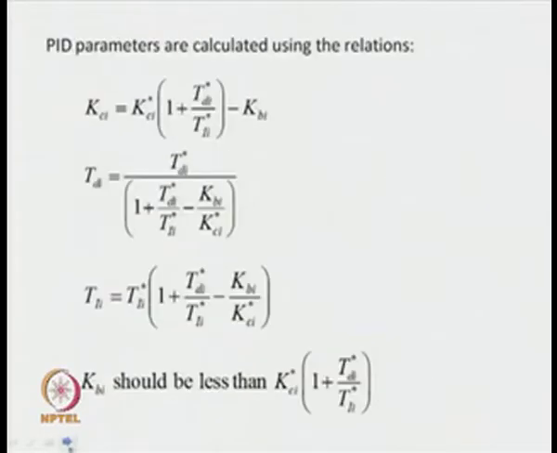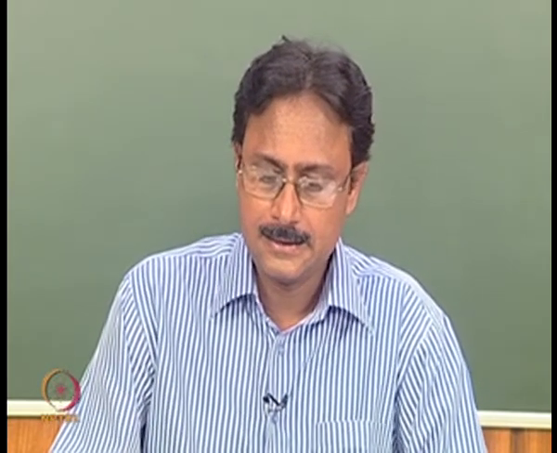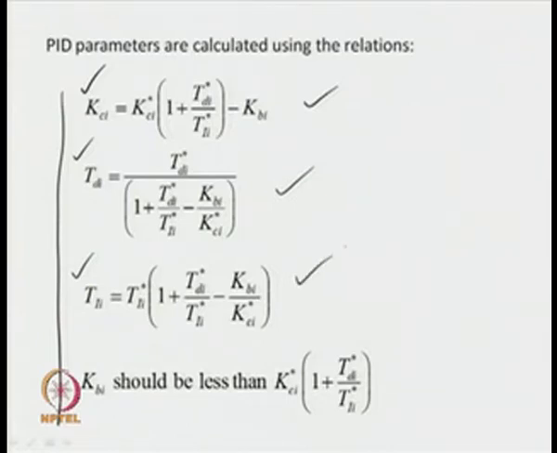For that, using simple calculations, one can find out these relations. Now, the parallel PID controller parameters KCI, TDI and TII can be obtained from the parameters of the new PID controllers using these expressions. Now, let us now go to the last part. How are we getting these expressions?